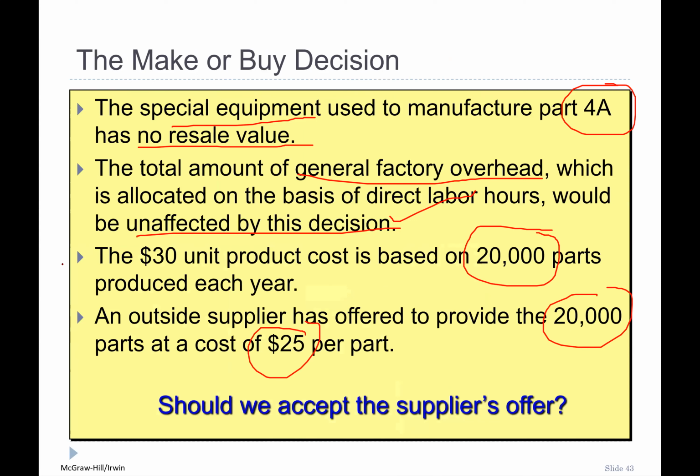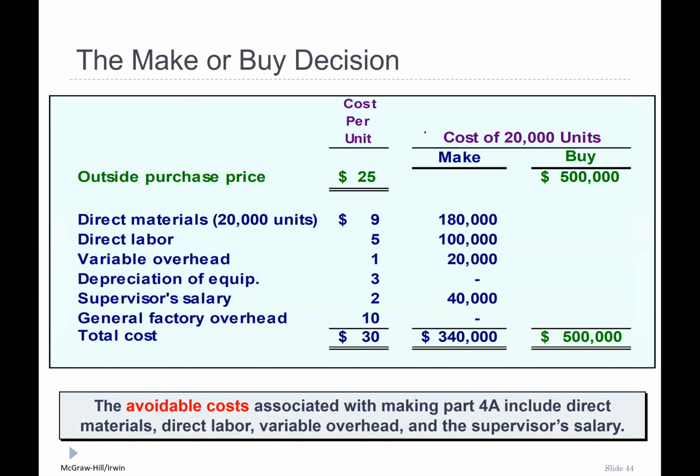So at a glance, it looks like a very perfect decision. It costs us $30, and this outsider is selling us at 25. You should accept the offer, but let's make the decision based on relevant costing. So relevant costing says, if we buy that one or if we make that one, right?